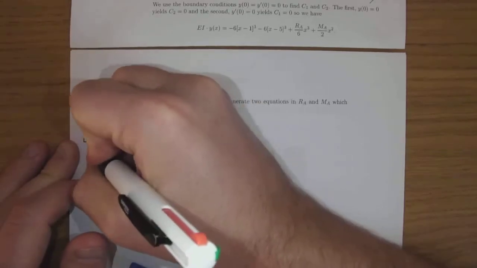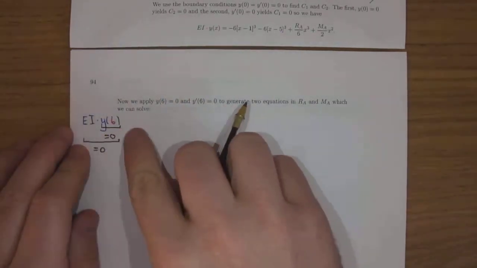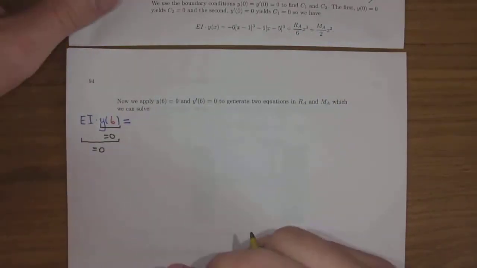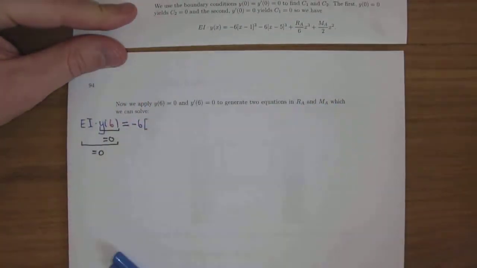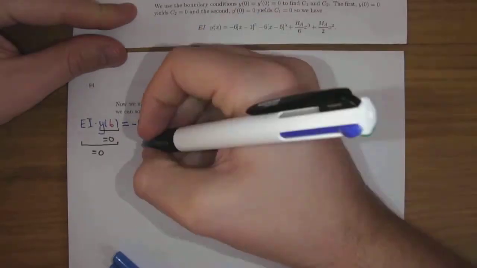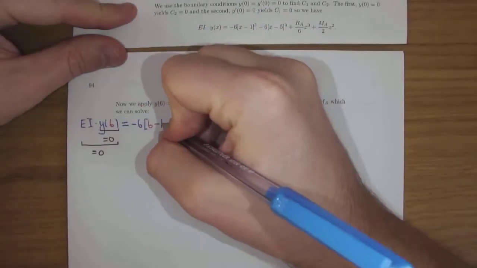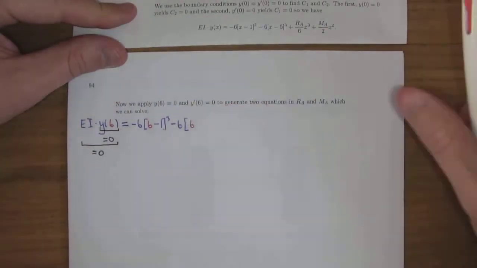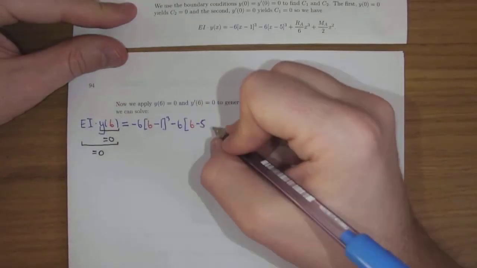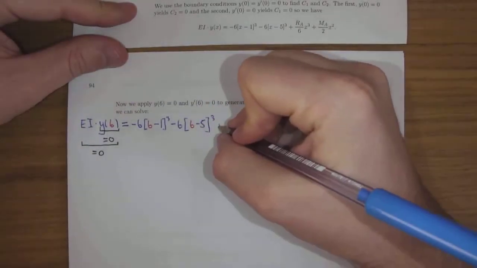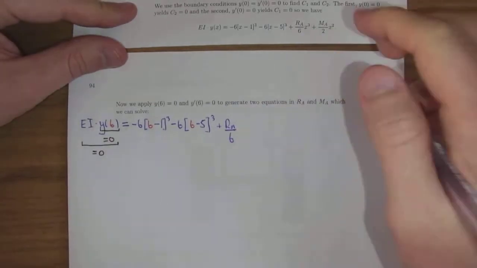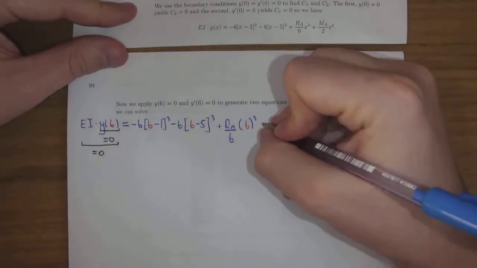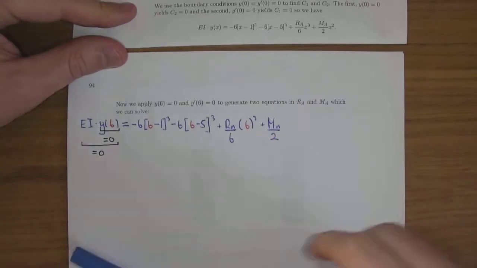So EI times 0 is equal to 0. So EI times y of x. So if we put x equal to 6 into this, we get out 0. So we get minus 6 square bracket 6 minus 1 cubed minus 6 times 6 minus 5 cubed plus RA over 6 times x cubed, 6 cubed, plus MA over 2 times 6 squared.